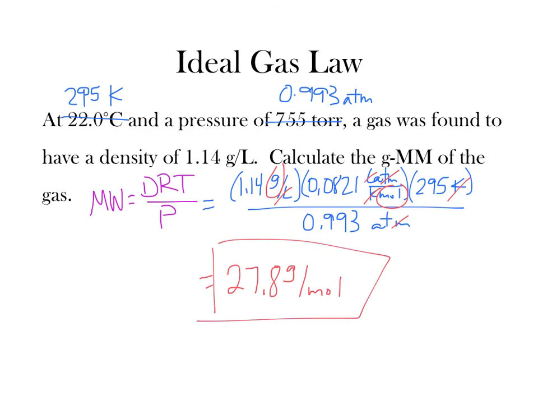For all of these problems, I did not round in the middle. I stored that 0.993 number in my calculator instead of rounding it off. So your answer may end up being a little bit different because of rounding, but as long as it's close to 27.8 or somewhere around 28, you're probably good.